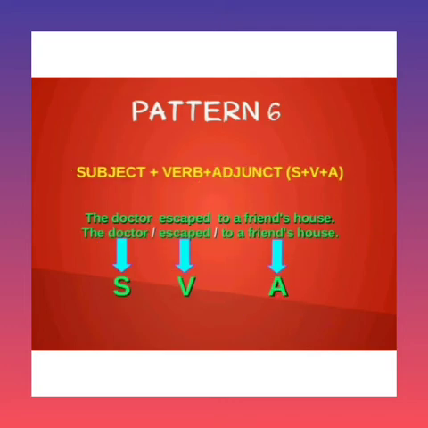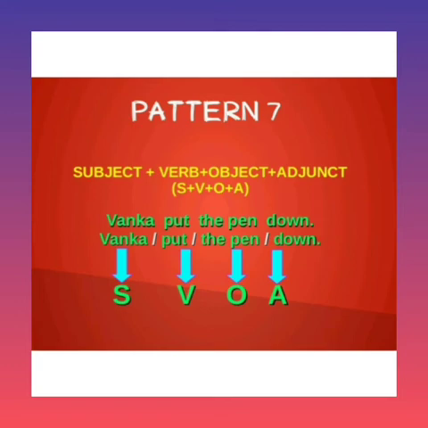Pattern 6, the doctor escaped to a friend's house. The doctor, subject, escaped, verb, to a friend's house, adjunct. So pattern 6 is subject plus verb plus adjunct, otherwise called adverbial, which gives additional meaning to the sentence. Next, pattern 7, subject plus verb plus object plus adjunct. Vanka put the pen down. Vanka is the subject, put is the verb, the pen is the object, down is the adjunct.